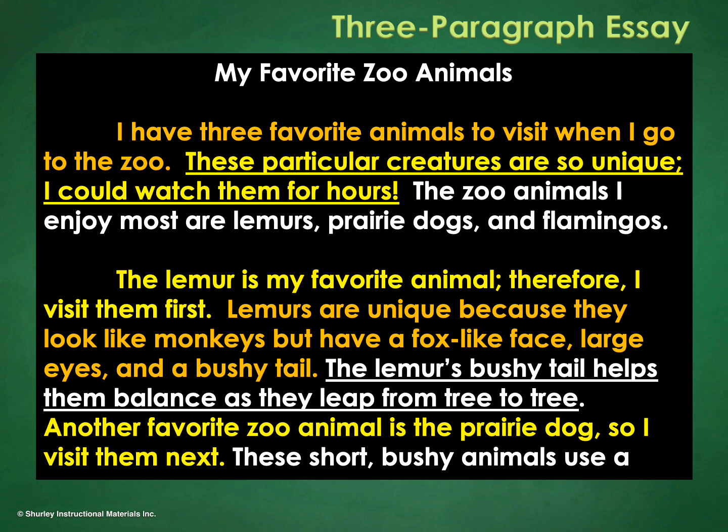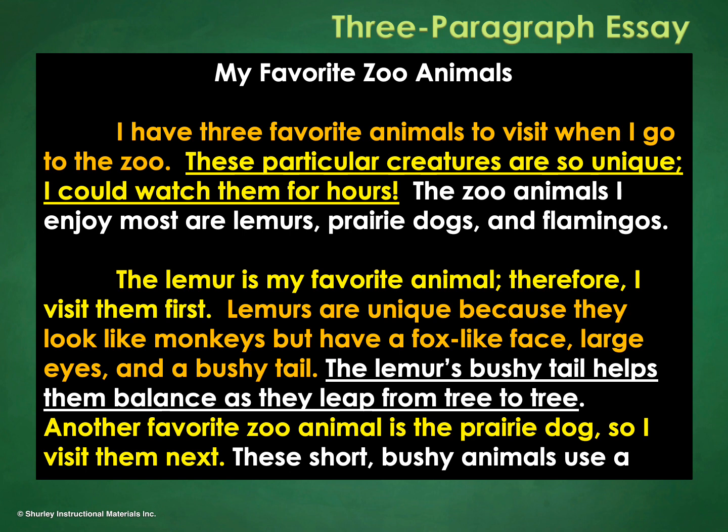Allow me to read this example of a 3-paragraph essay to you, which was created from our original paragraph. Pay attention to the underlined sentences. I have 3 favorite animals to visit when I go to the zoo. These particular creatures are so unique. I could watch them for hours. The zoo animals I enjoy most are lemurs, prairie dogs, and flamingos.